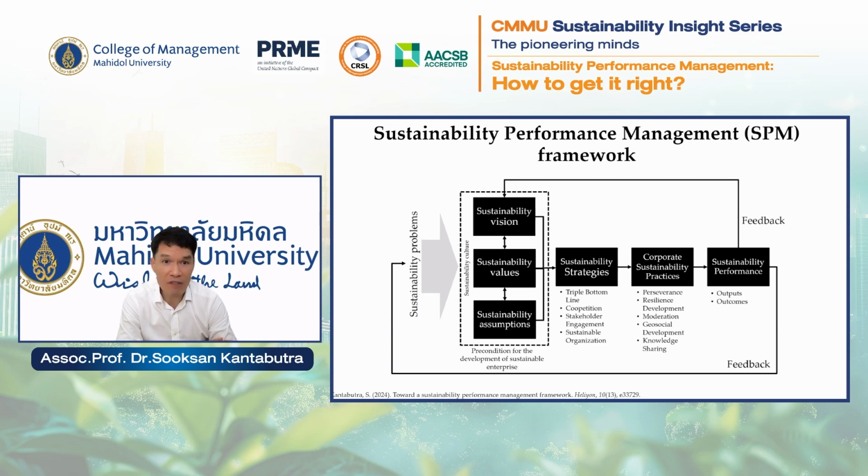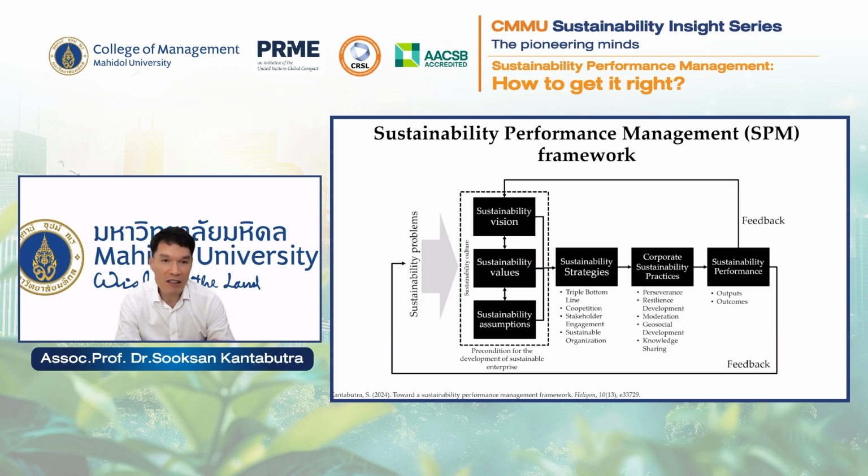Sustainability strategy is different from business strategy. In business strategy, you focus on maximizing profitability, but this one is not. At the end of the day, it is focused on maximizing the well-being for all. So sustainability strategy has four components: the triple bottom line, which you hopefully have some idea about already. The others are quite new: cooperation strategy, stakeholder engagement strategy, and the last one is sustainable organization strategy. I'm going to go into detail in the following slides.